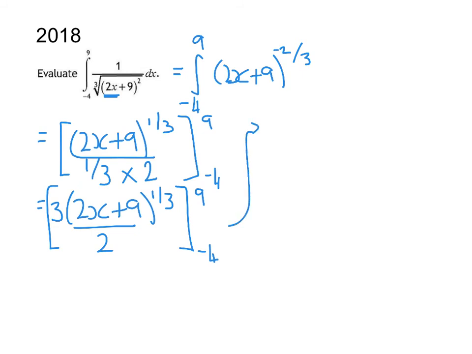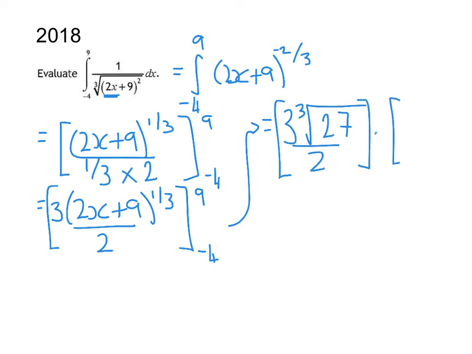So let's come up here. So this is 3 times the cube root of 2 times 9, which is 18. 18 plus 9 is 27. So there is my first sum. Take away. And then if I plug in -4, 2 times -4 is -8. Plus 9 is 1. So I've got 3 times the cube root of 1 all over 2.